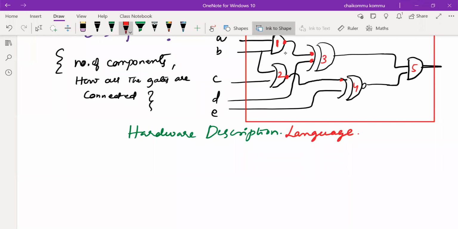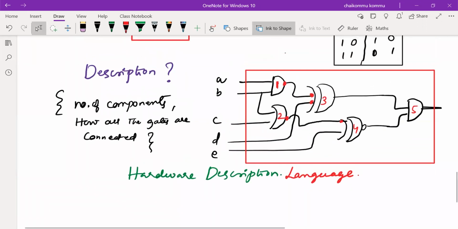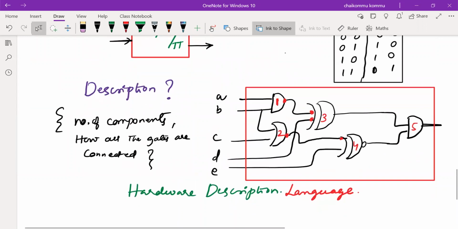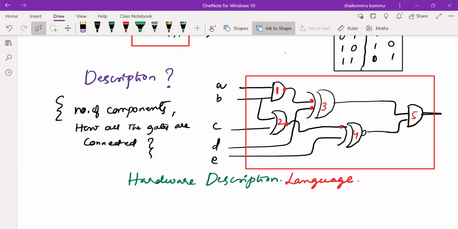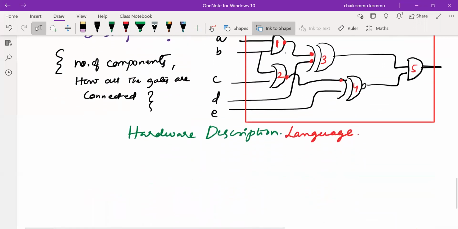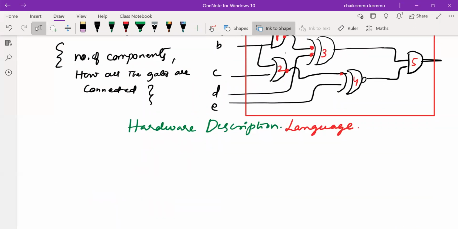Hardware description language, what does it say? Please write it in the chat box. Is it clear to all of you or not? Hardware description language. Everyone should understand the concepts very carefully. So this is the description that I have given for the hardware description language.